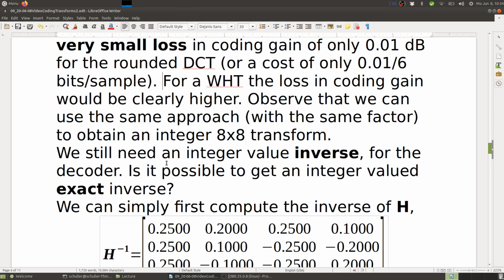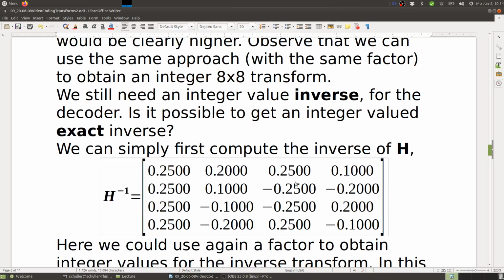So we still need an integer value for the inverse for the decoder. Is it possible to get an integer valued exact inverse? So it's not clear yet, right? So we first have to compute the inverse of our ideal DCT. Right? And that's it. So here you have the inverse.